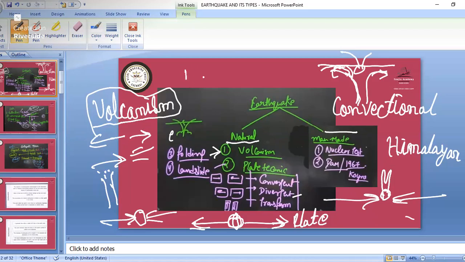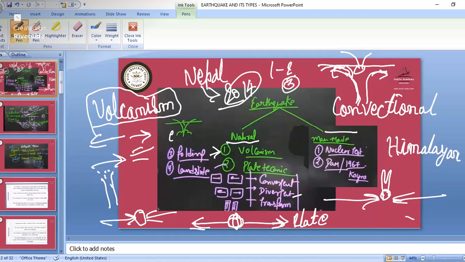Like in Nepal, you all would have heard that in 2014 we had the earthquake. That was a disastrous earthquake. Even now you'll be hearing that some earthquakes are happening in Nepal, but those are of less magnitude, like 1, 2, or 3.